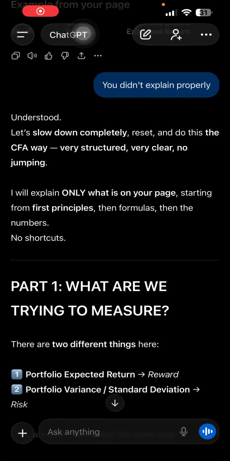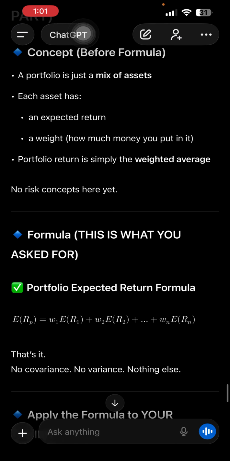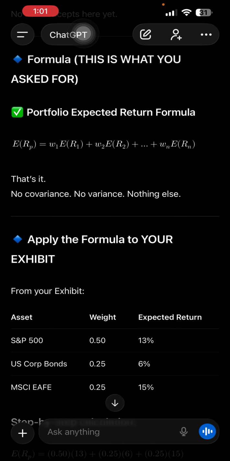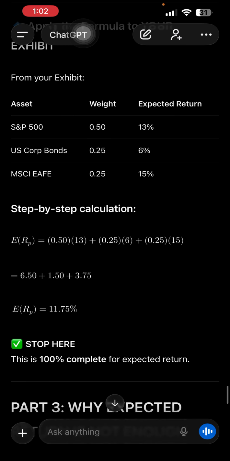Now you will see what expected return is and how it is calculated in a portfolio. In a portfolio, expected return is a summation of the weights times each asset class's expected return. Here is the formula: expected return equals W1 times expected return of R1, plus W2 times expected return of R2, and so on. Here you can see an example. The weights of each asset class are given, and the expected returns are given. So weight into return plus weight into return plus weight into return, that is a simple expected return.